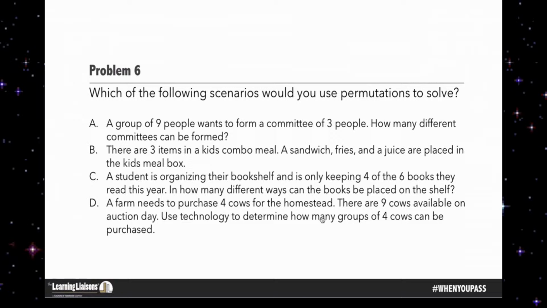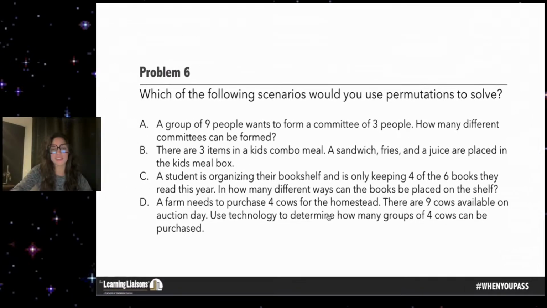A student is organizing their bookshelf and is only keeping 4 of the 6 books they read this year. In how many different ways can the books be placed on the shelf? A farm needs to purchase 4 cows for their homestead. There are 9 cows available on auction day. How many groups of 4 cows can be purchased? All right, so which one would I use permutations to solve?